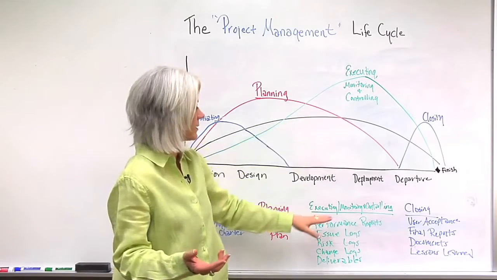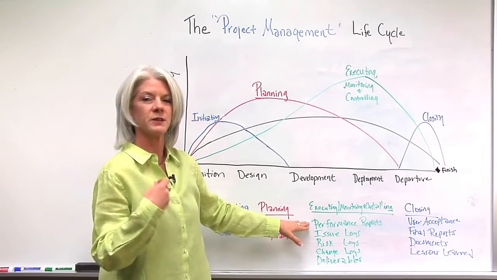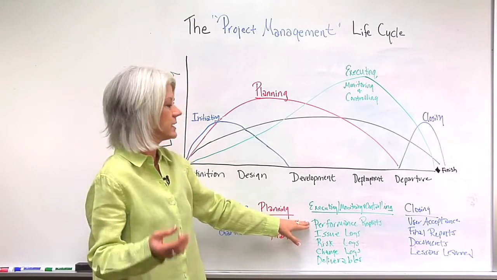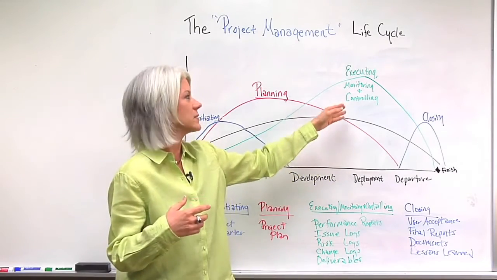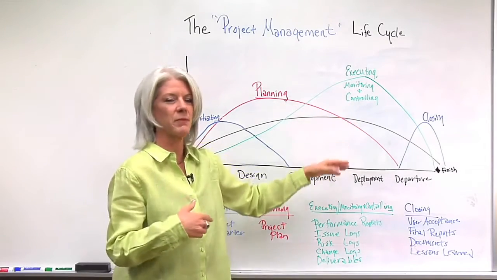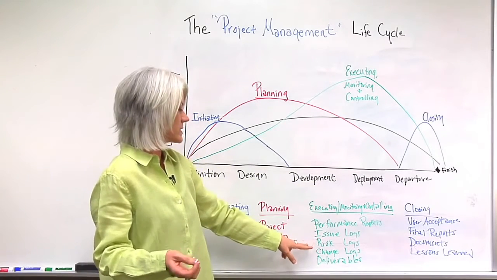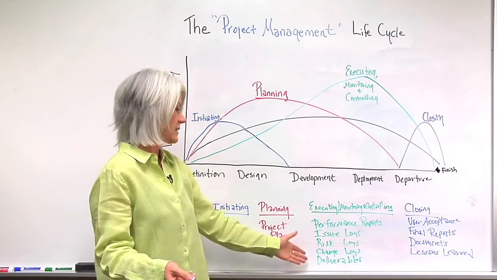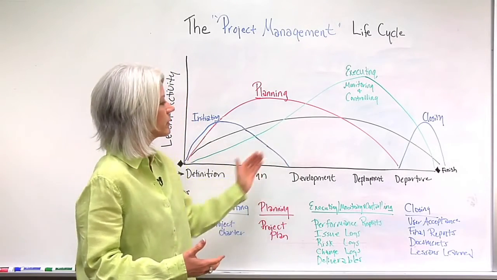So what's going on there? As the project manager, you're producing the performance reports for the project. You're gauging where are we now and where should we be, and what are the things that we have to do to control the project to get it back on track. You're also managing issue logs, risk logs, change logs, and also monitoring the deliverables being produced from the project.